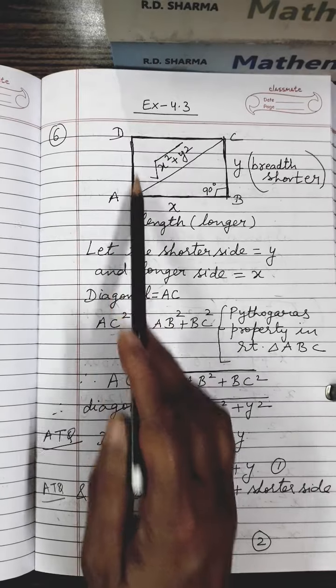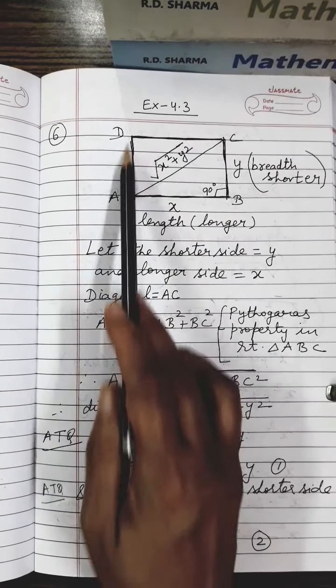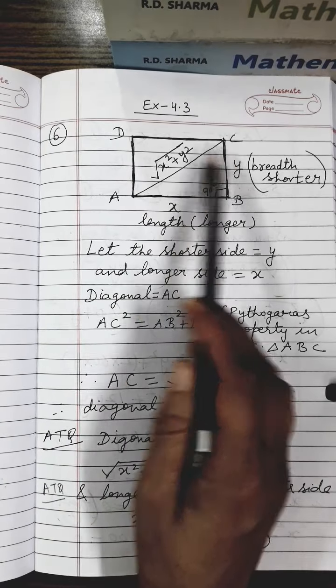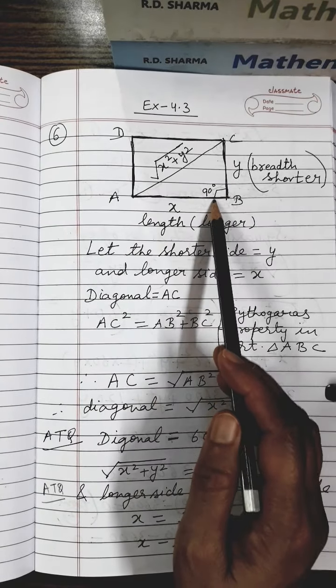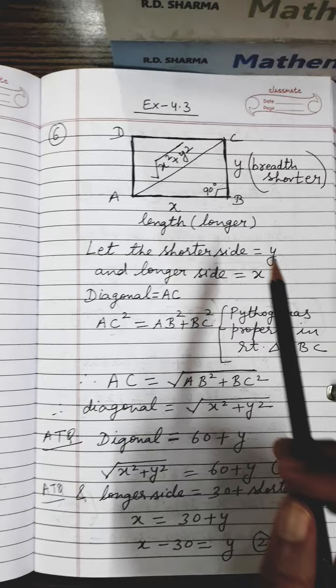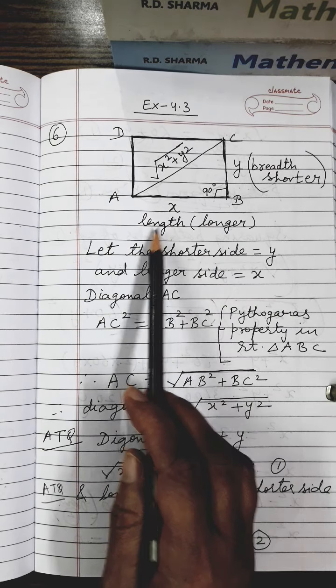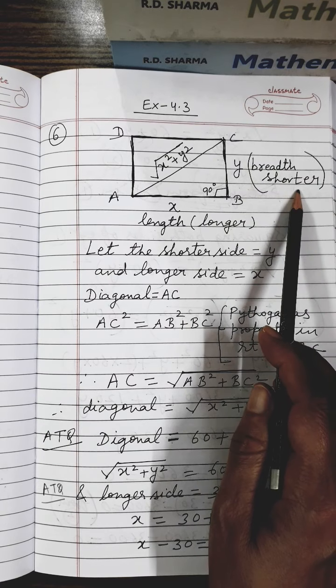So we will first of all draw a rectangular field. In a rectangle, all the vertex angles are 90 degrees. This property you have already learned from your lower classes. So 90 degrees here. And what is meant by longer side? Longer side is always called the length of the rectangle. And breadth is always the shorter side.